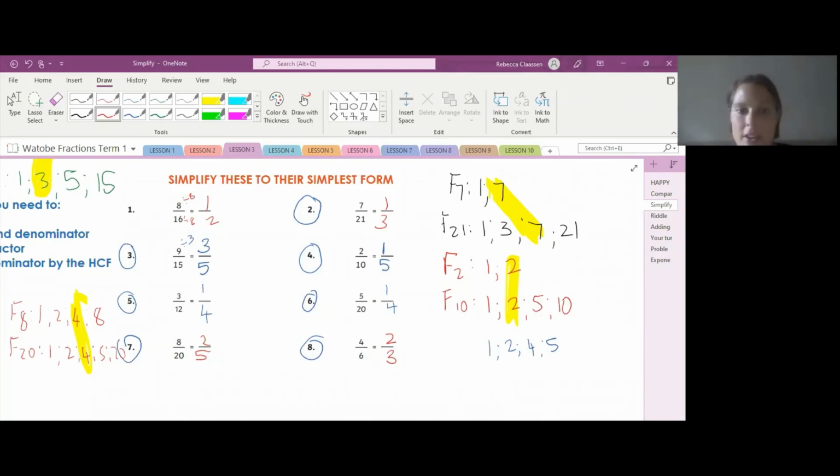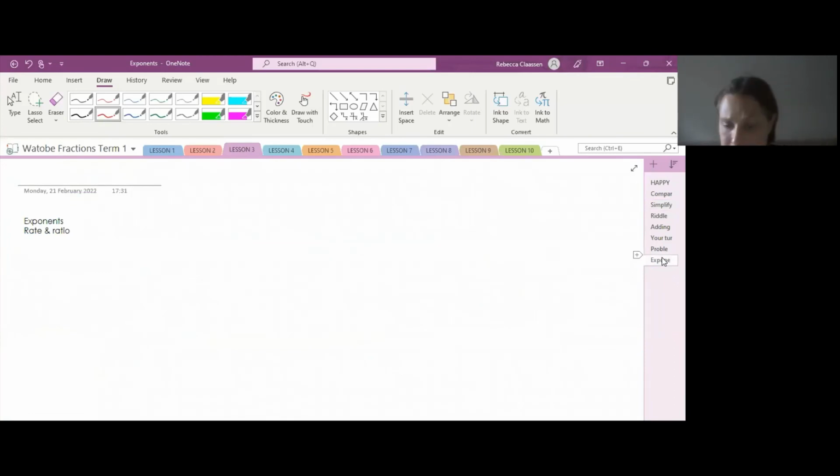All right. Okay, we are going to do one little riddle before we go. We're going to do a quick little riddle, and then we're going to have to do some extra work Wednesday. So very quickly, exponents, rate and ratio, and algebra. We are going to do this, but not in the next 3 or 4 weeks. We have 3 more weeks left of fractions.